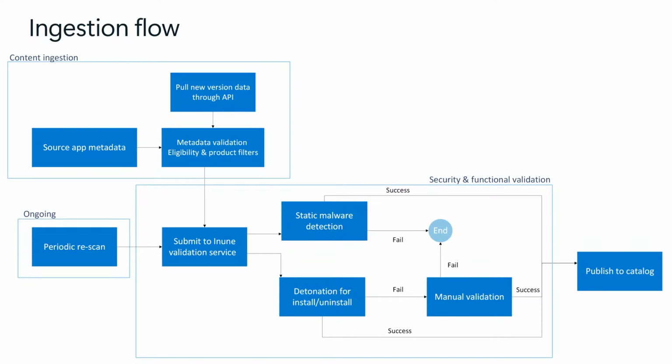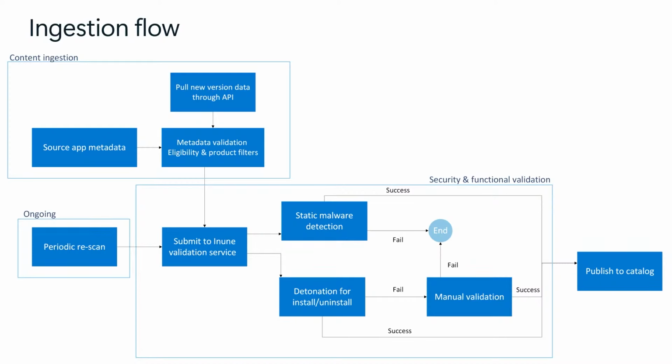The dynamic analysis happens in parallel and goes through the process of initiating a VM detonation chamber, which essentially goes through the process of installing and uninstalling the app on a virtual machine, and then produces install results, logs, and artifacts after detonation. For apps that fail automatic validation, we will have to go through and manually validate them.